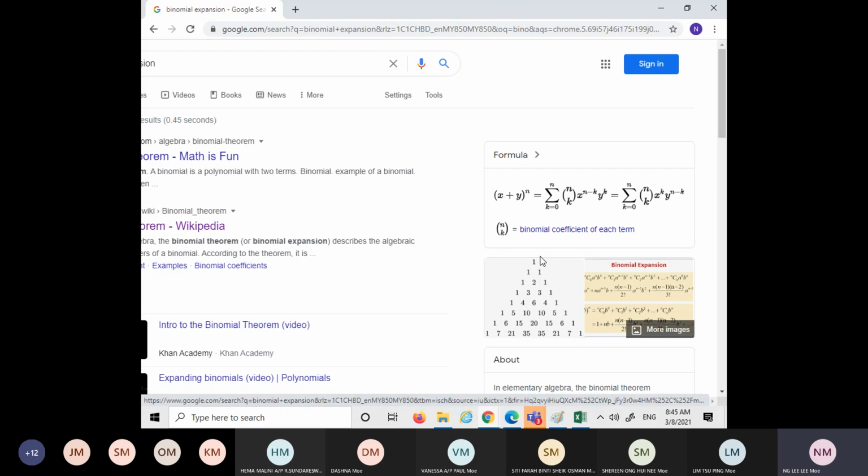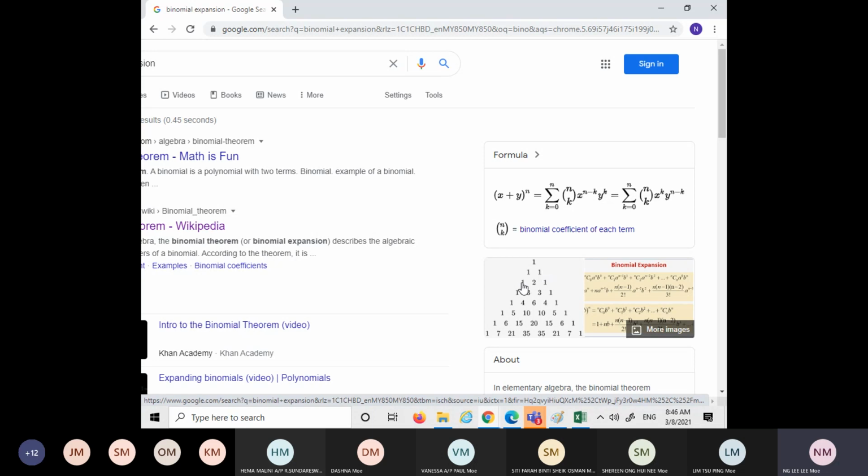Actually, it's not that difficult. First, we start with 1. The first row has one number only. The second row, 2 numbers. Third row, 3 numbers. Fourth row, 4 numbers. Then the fifth row is 5 numbers, and so on. The first row has only the number 1. The second row has 1 and 1. You see, all at the corner is 1, which means the first and last number of every row is 1.